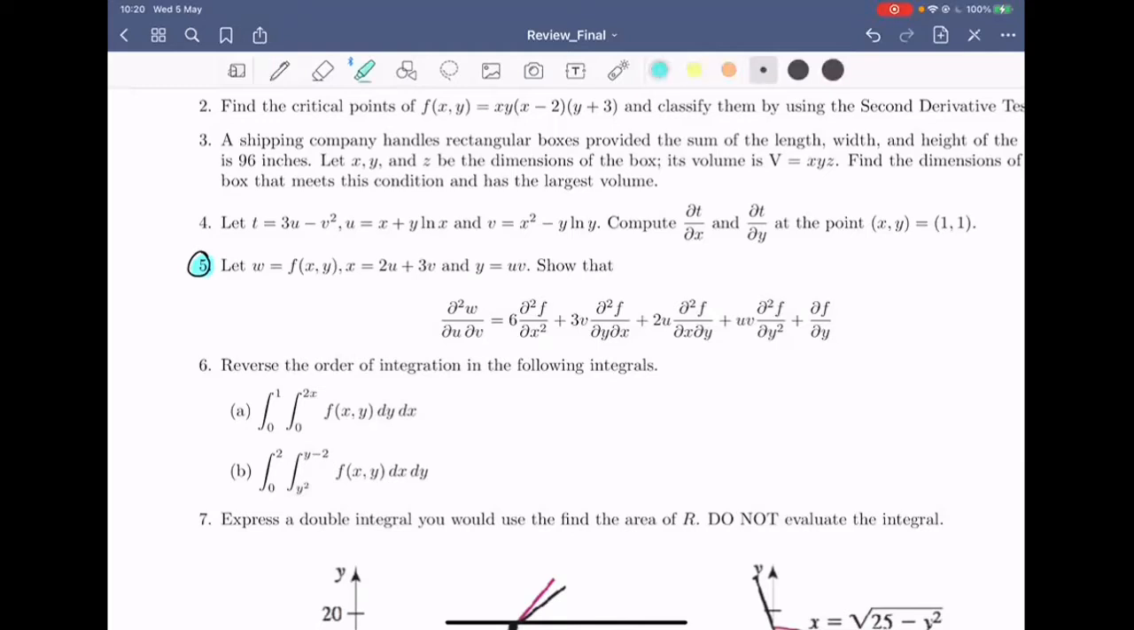So first of all, you can see that w is a function of x and y. Every time you do the chain rule, you have to draw a diagram. So you can think of w as a function of x and y, and then x is a function of u and v, and y is a function of u and v. Once you set up the tree, you can just do the higher order derivative. The hardest part is that you need to differentiate 2 times. All right, so let's do that.